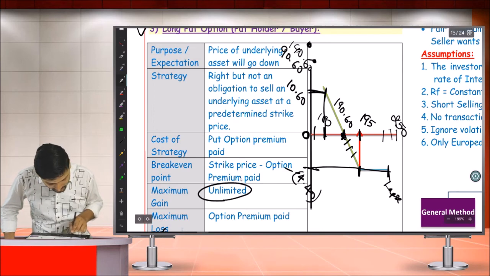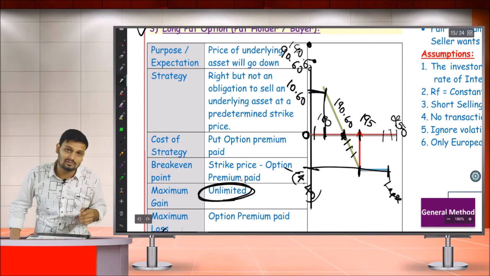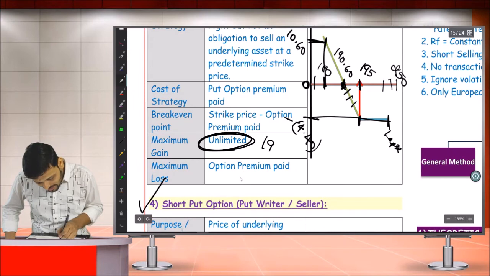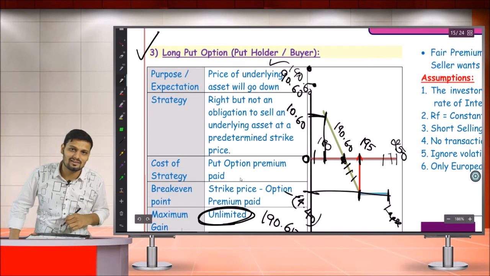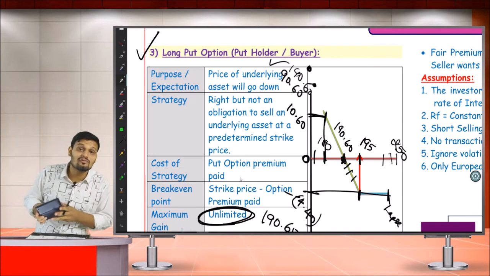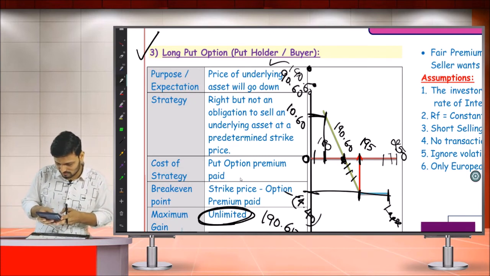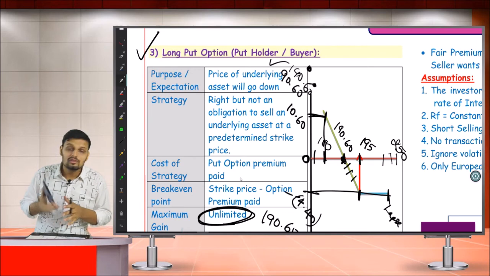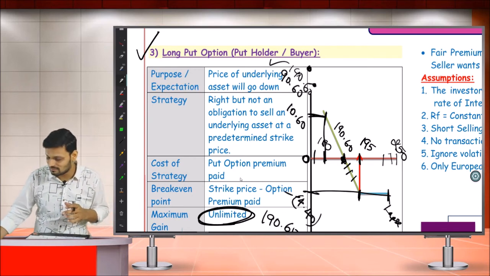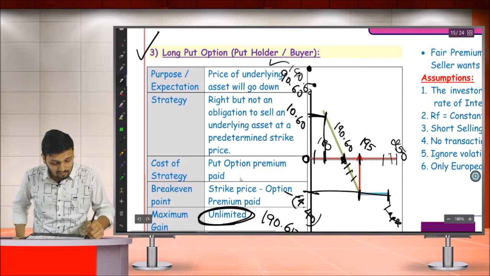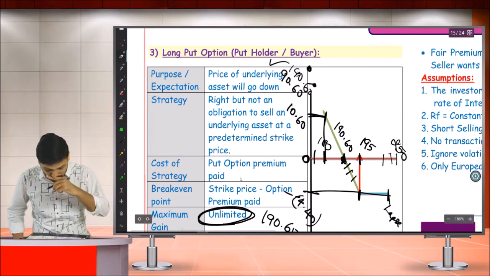they have always mentioned that maximum gain is unlimited, but this is wrong. Maximum gain is only 190.60 in this case per share. So per share 190.60 means for 3200 shares, 6,09,000 is the maximum gain you can make. But it will never be shown in your books. I am telling you practically.